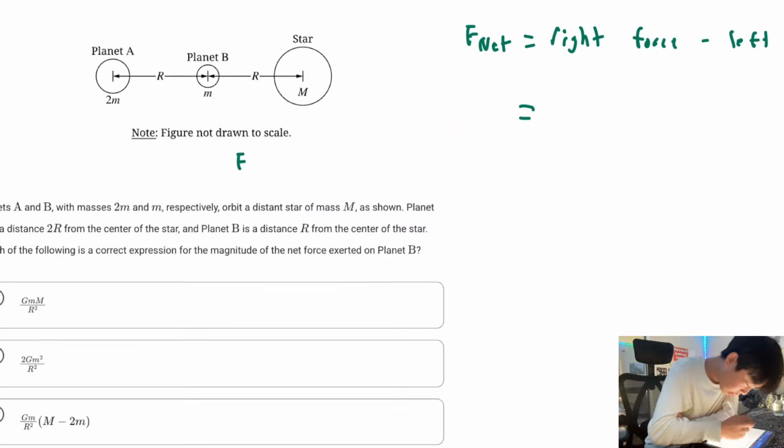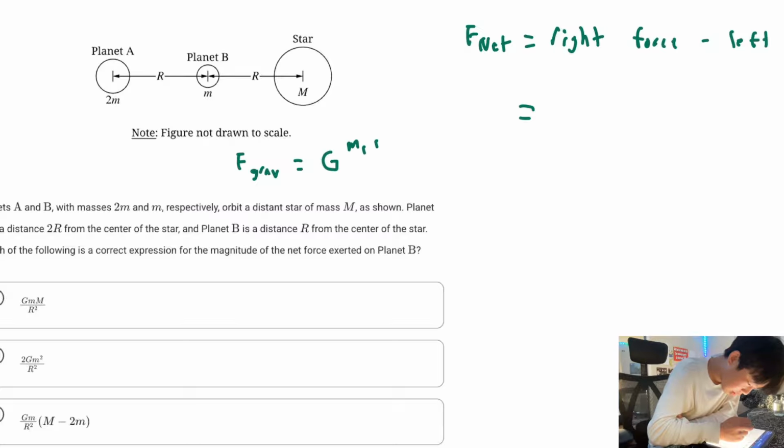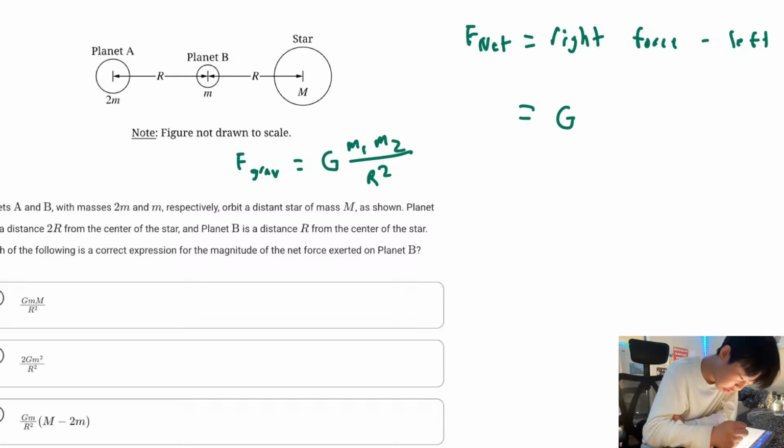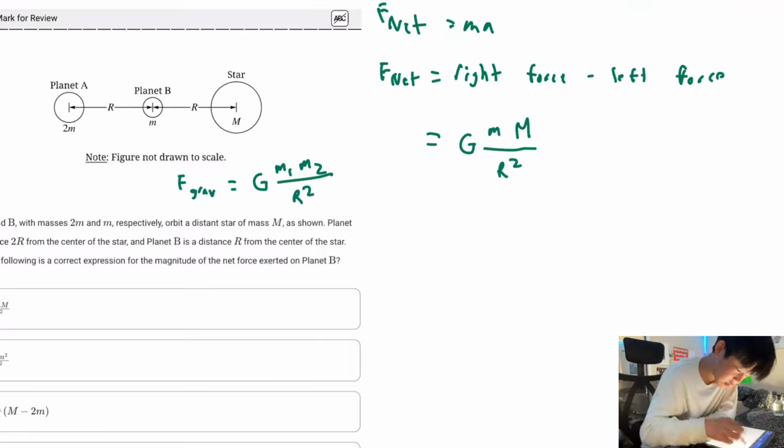And how do we calculate that? Equals, that's not gravity, that's gravitational force, which is not the same. G m1 m2 over r squared. So the right force is going to be G times m1 times m over r squared. And why is it m? It's because there's a big M, there's a little m. I'm going to remove the subscript real quick, because there's no m1. It just gives it to us in terms of m. There are no subscripts here. So minus the left force.